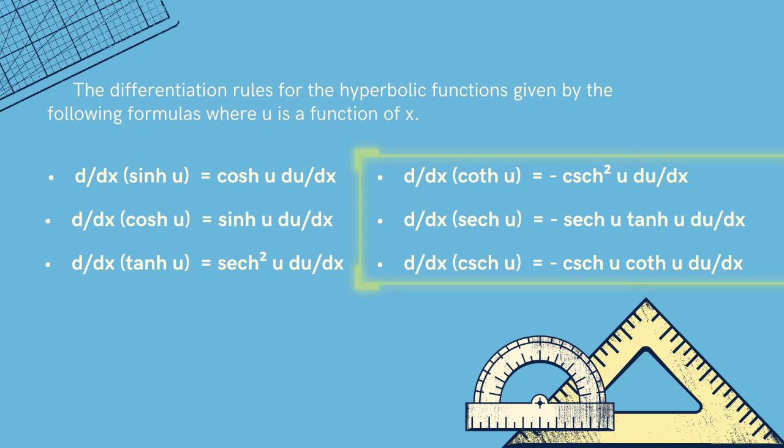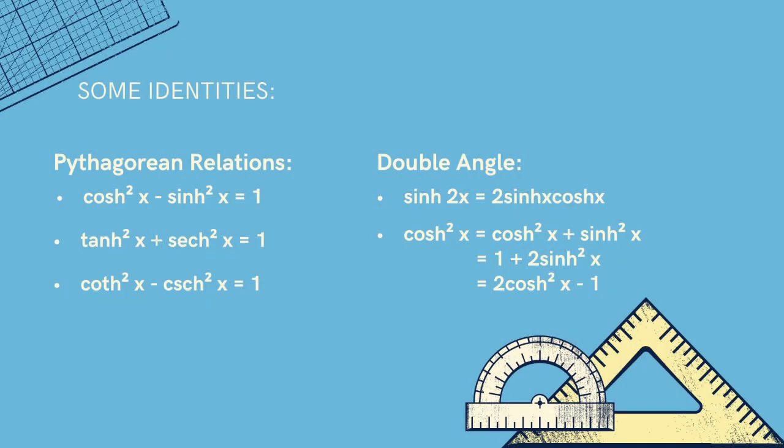I also put down the identities that we can use when we derive hyperbolic functions. As you can see, they are the same as the identities of trig functions. The only difference is that the sign is changed. In the Pythagorean relations, they are still the same as trig, but the sign is changed. And also, in the double angle, the sign is changed. So, before we solve some examples, let's prove the formulas of hyperbolic functions.